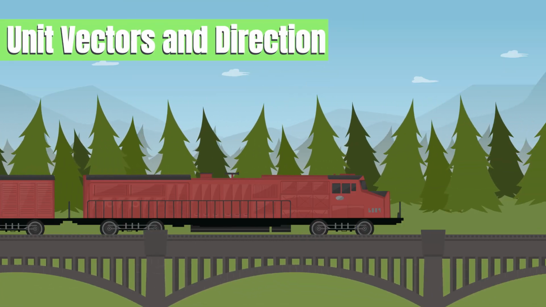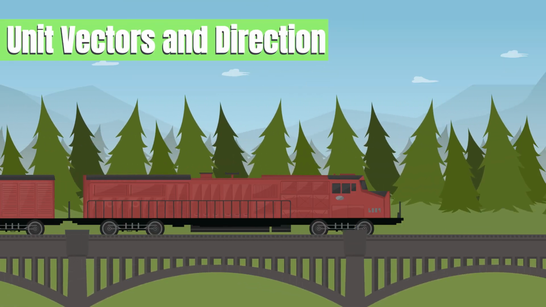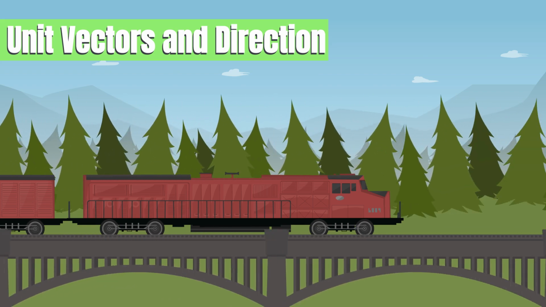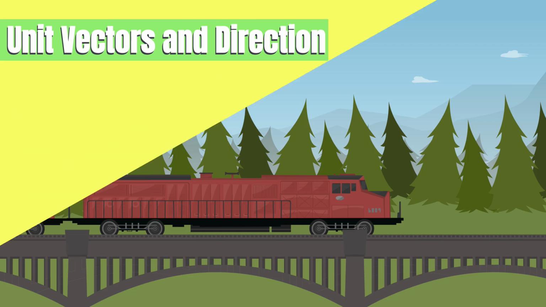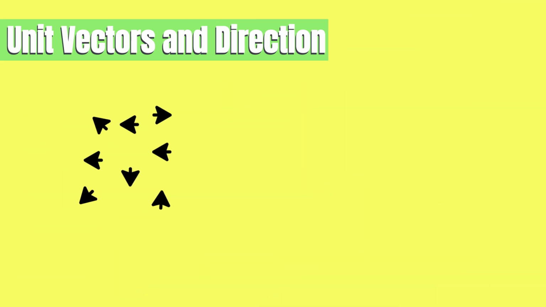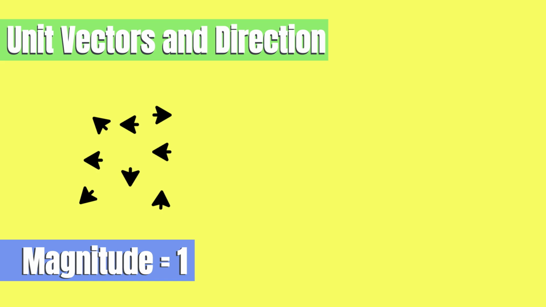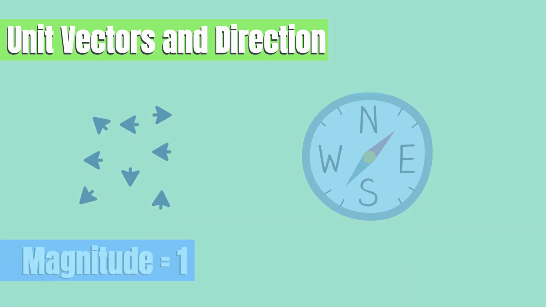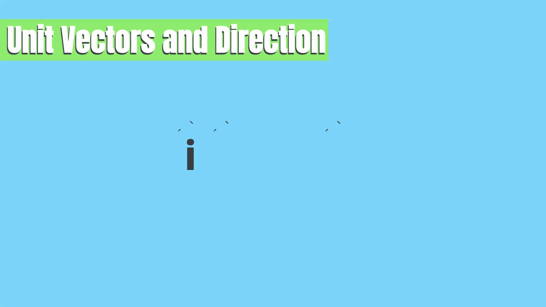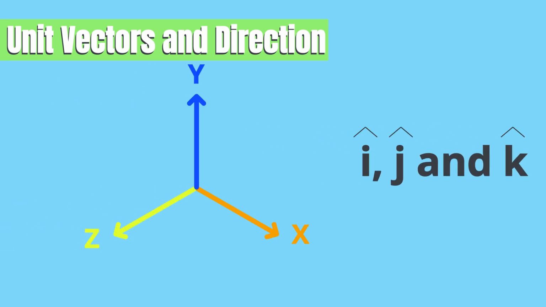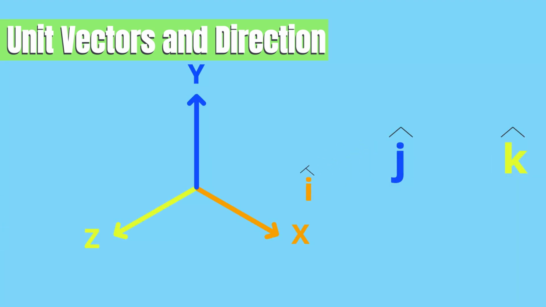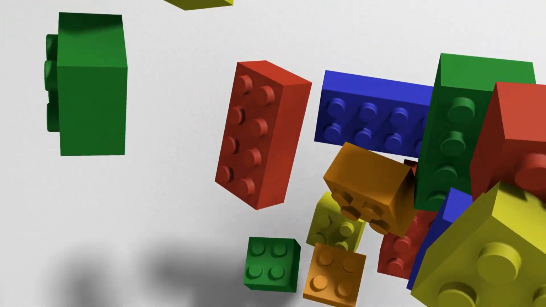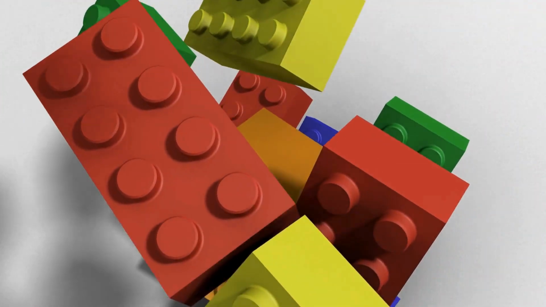Unit vectors and direction. You know vectors have direction, but sometimes you need a standard way to talk about direction alone. That's where unit vectors come in. They have a magnitude of 1 and point in specific directions, like north, east, up, etc. In physics, we often use i hat, j hat, and k hat for unit vectors along the x, y, and z axis. These help us describe any vector as a combination of these directions. Think of it as building directions using simple blocks.